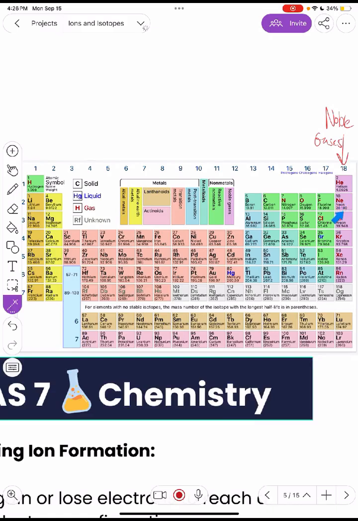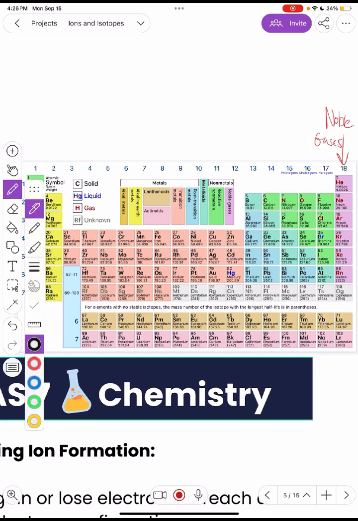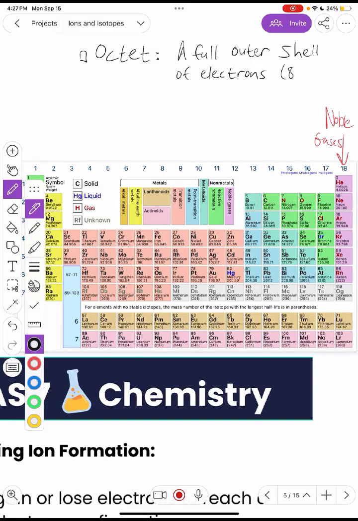I'm going to throw a few good terms your way. The first is octet. Write this down. An octet is a full outer shell of electrons. And the magic number is 8. 8 electrons to be exact.